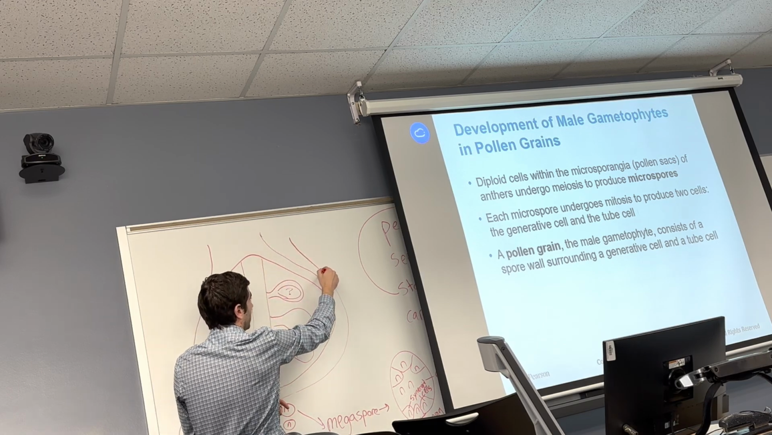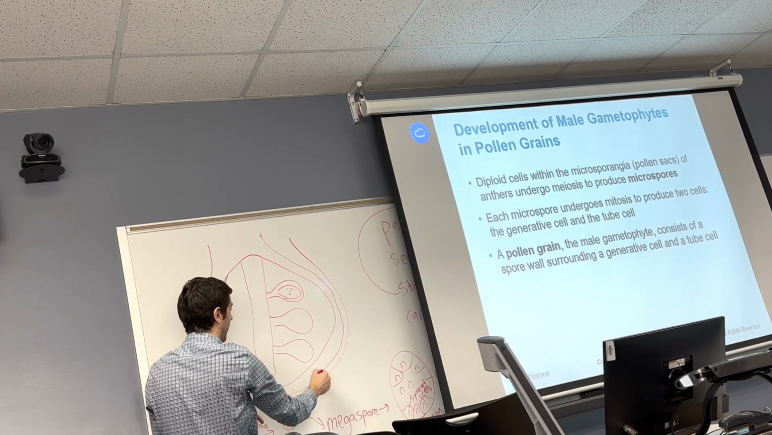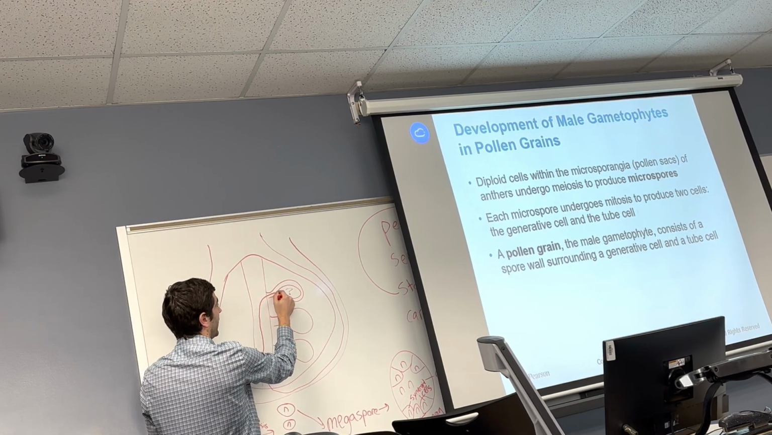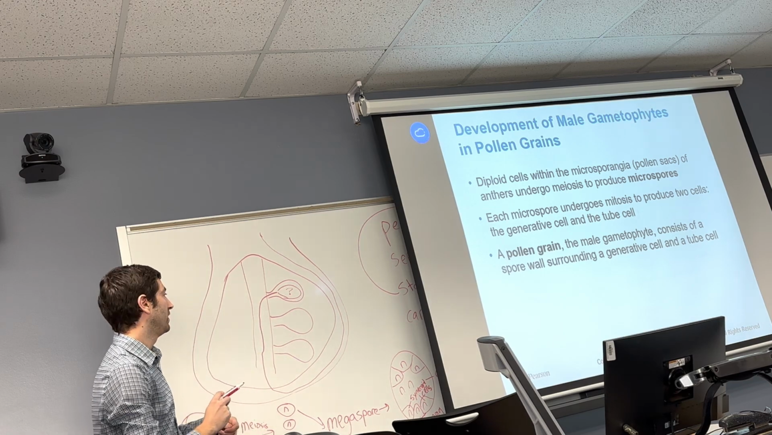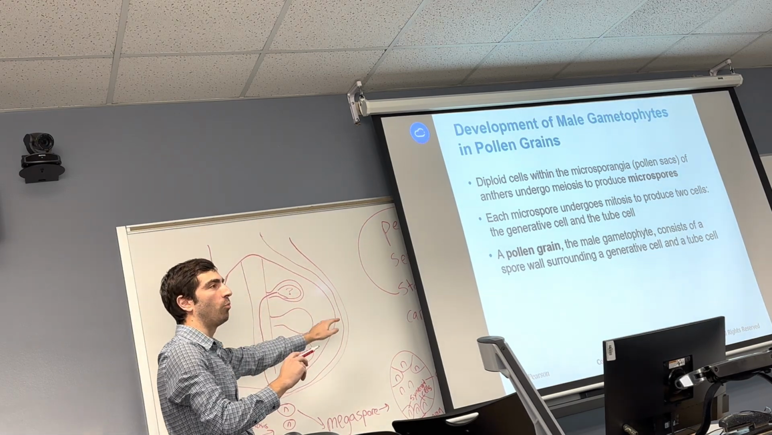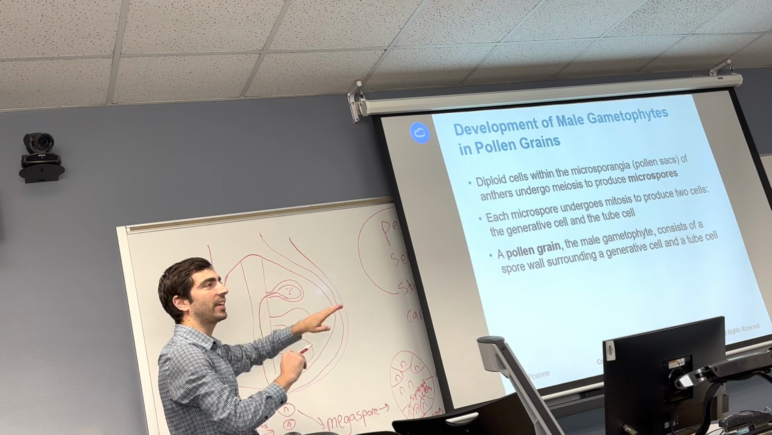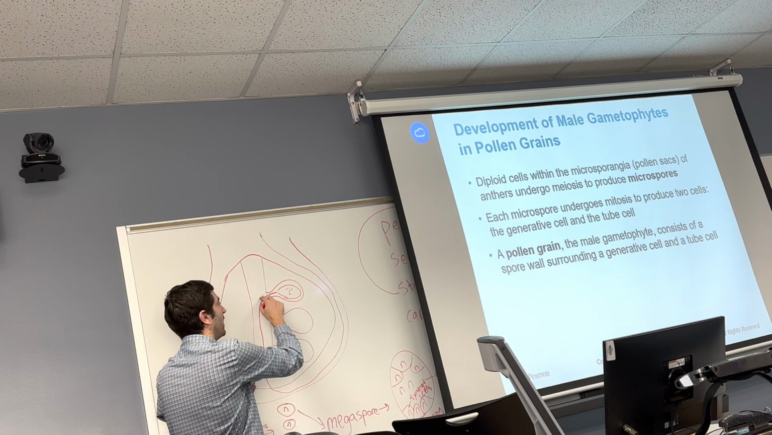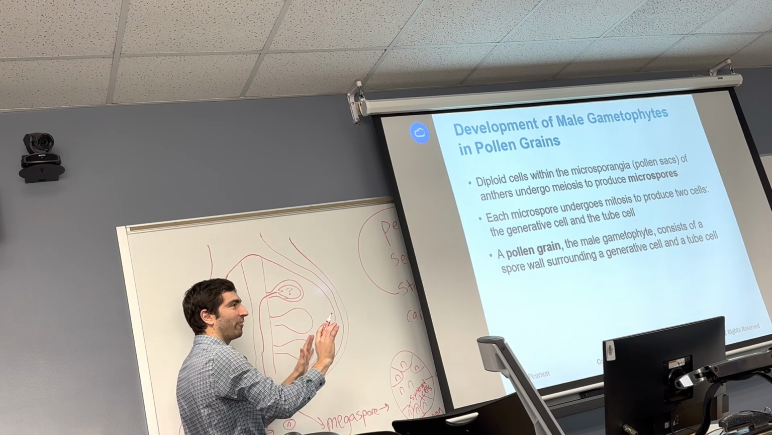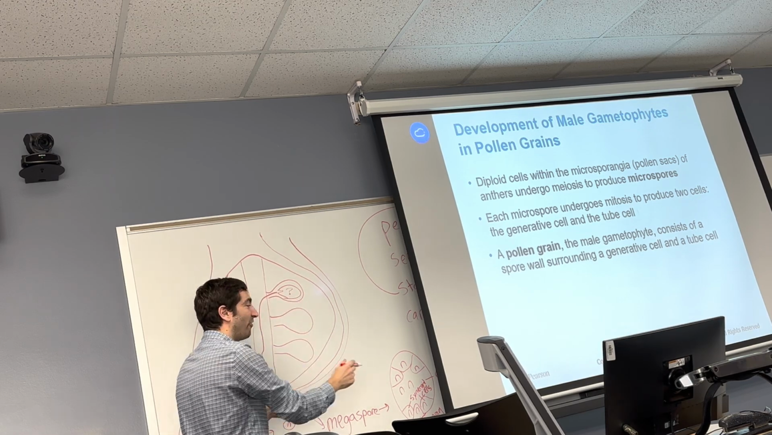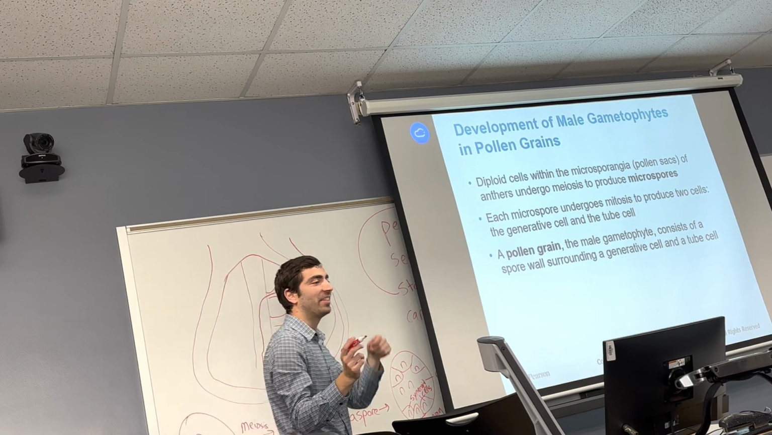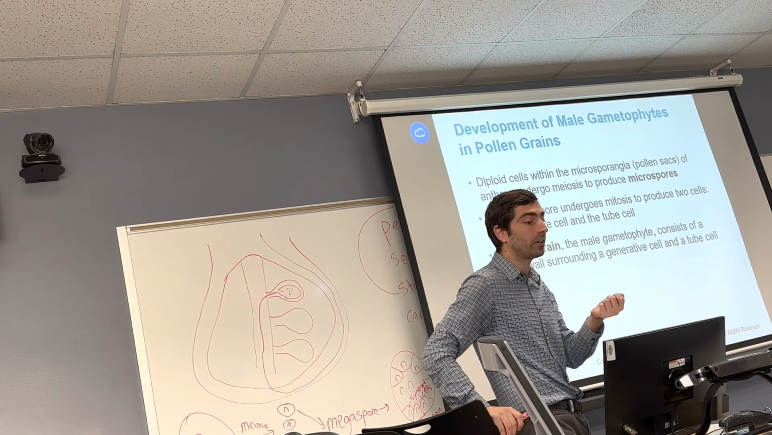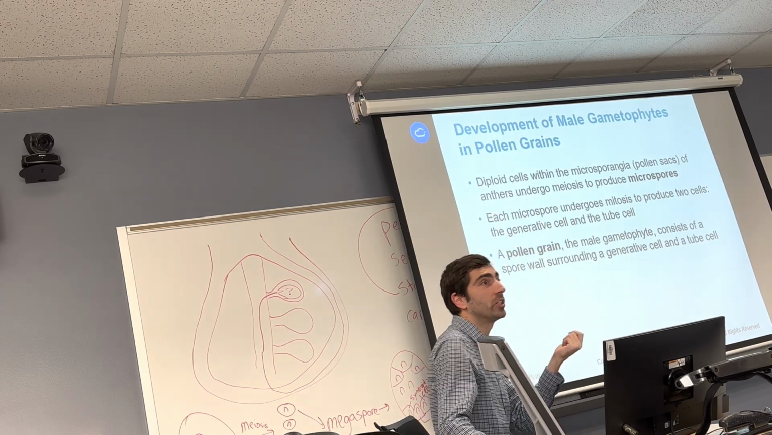It's actually more difficult. It makes a path, digging this tunnel until it finally connects to that micropyle. So the tube cell just does all that work. And then once it gets there, it's out of energy, and the generative cell walks down a red carpet, and says, I'll take it from here, and fertilizes that egg cell. So the generative cell is what fertilizes. The tube cell is literally making what we call the pollen tube.